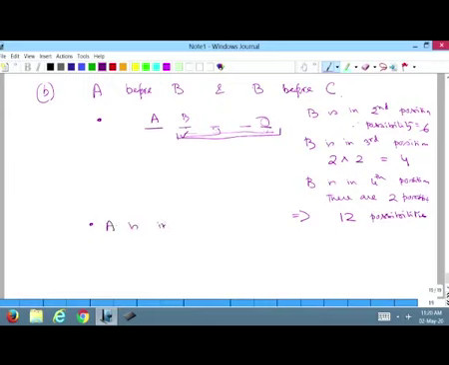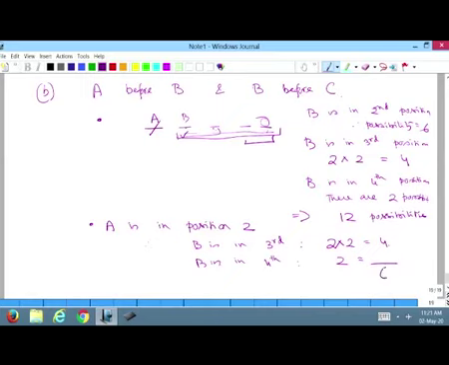A is in position 2. Therefore, how many possibilities are there? B is in third position. Therefore, out of D and D, you can choose 1 in first position. That can be done in two ways, and C and the other one can be permuted here in two ways. So, there are 4 ways of doing that one. B is in fourth position, and that also can be done in two ways. Therefore, total number of possibilities is 6.